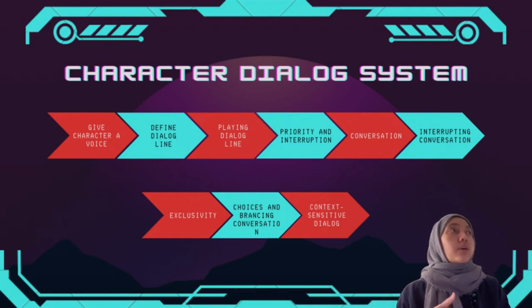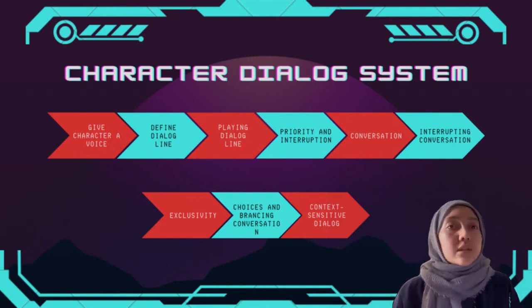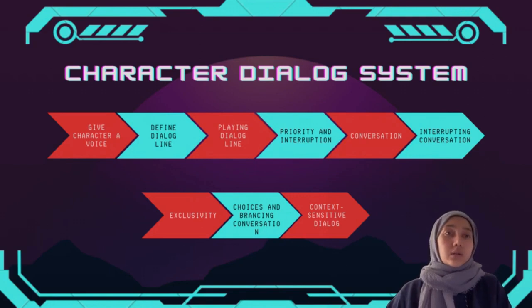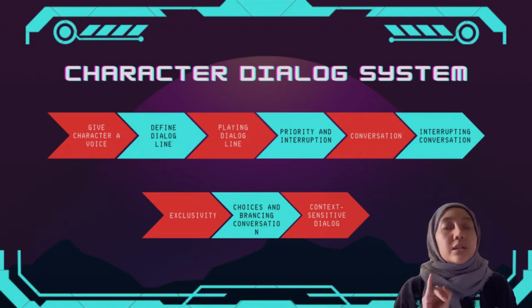The next one is conversation, where it can construct a conversation between character and player. The next one is about interrupting conversation, where it compares the priority and interaction theory. A higher priority conversation can interrupt a lower priority conversation. Next one is exclusivity, where there are three types. The first one is non-exclusive.